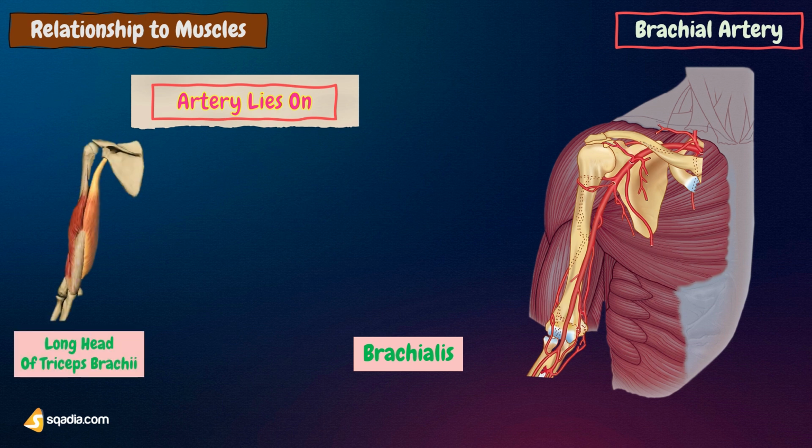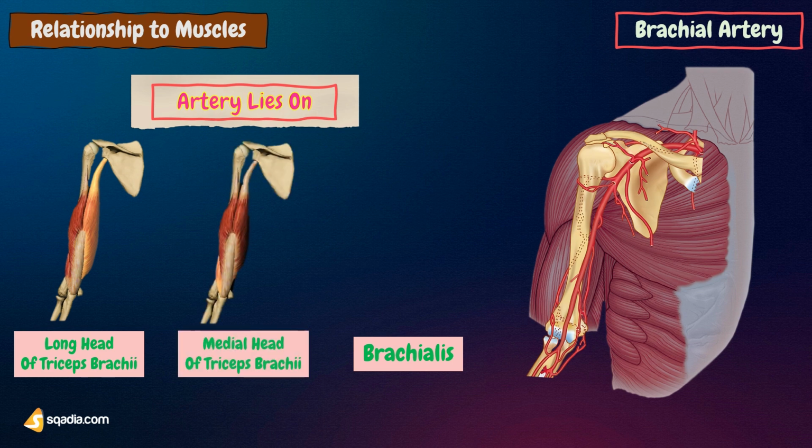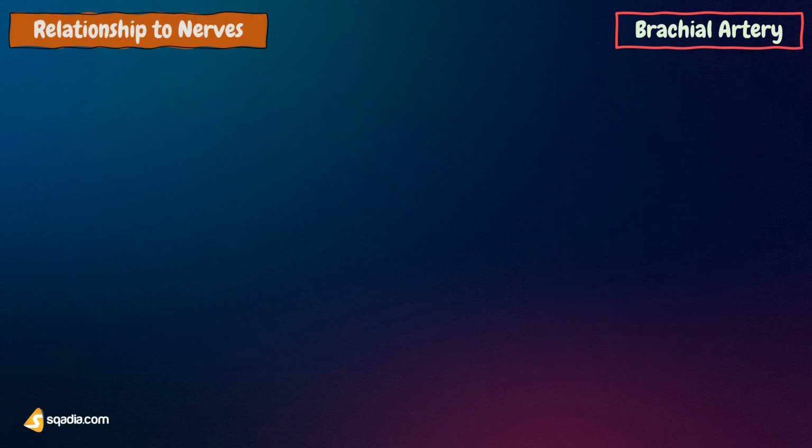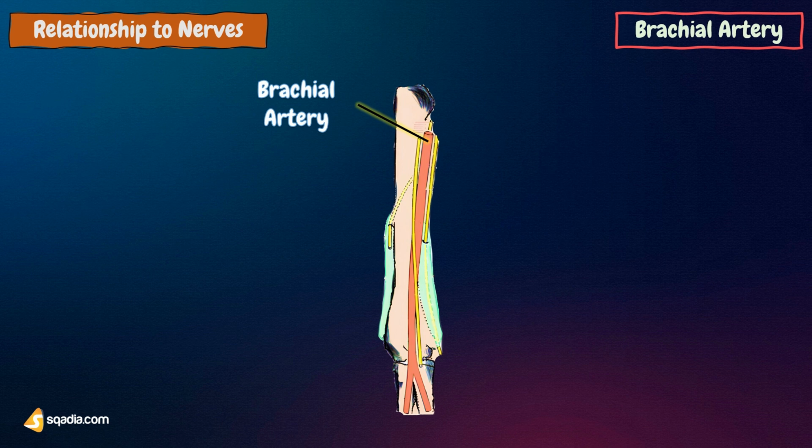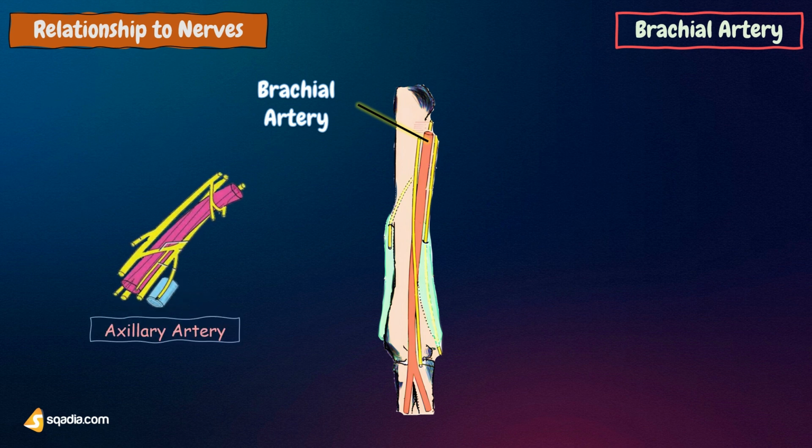First, from above downwards, the artery lies successively on the long head of the triceps, the medial head of the triceps, and the brachialis. Its lowest part lies medial to the biceps tendon. This part of the artery lies in the cubital fossa. As for the relationship to nerves, the uppermost part of the brachial artery is related to the same nerves that surround the third part of the axillary artery.